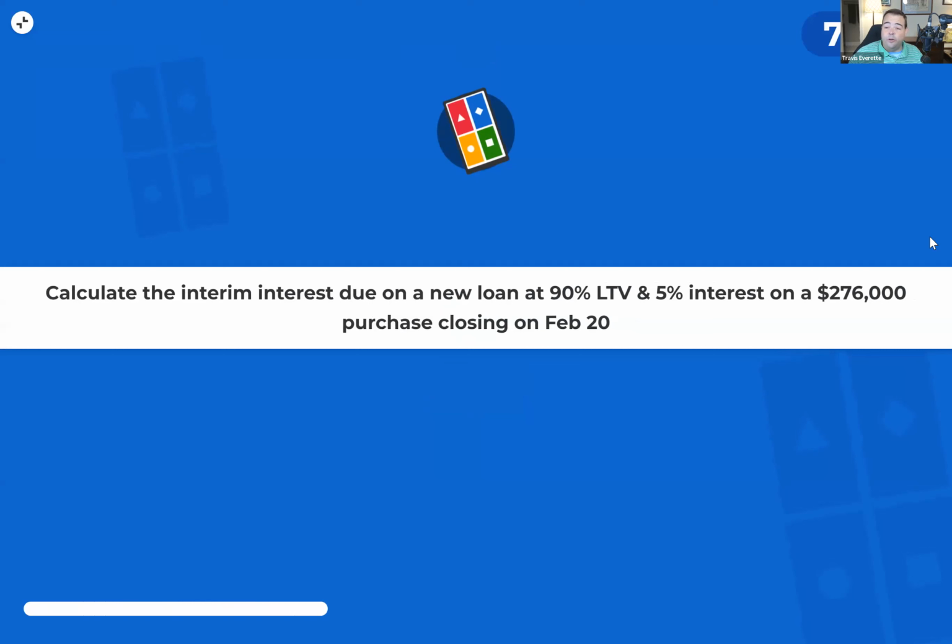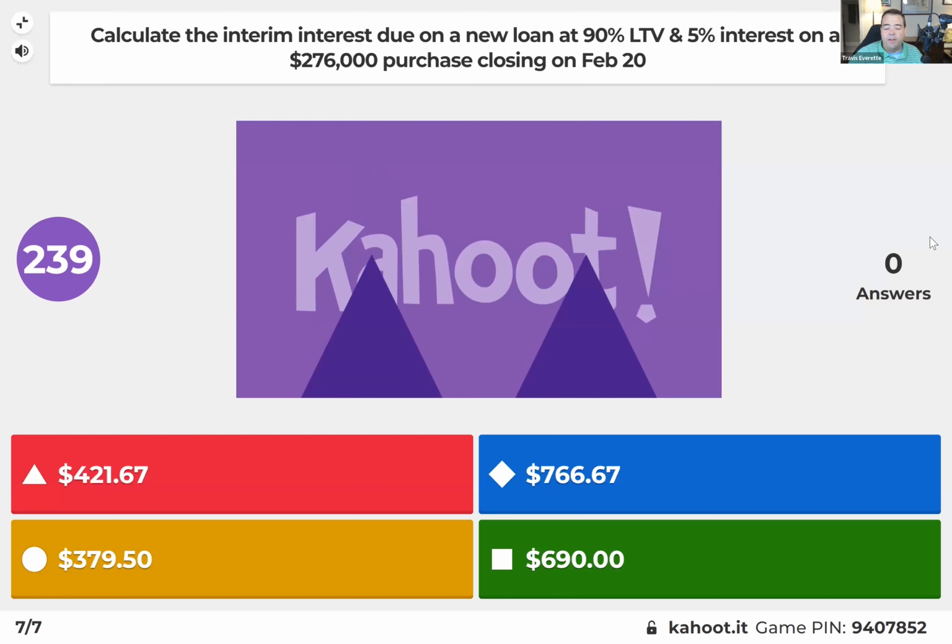Calculate the interim interest, Janet will like this question, due on a new loan at 90% loan to value and 5% interest on a $276,000 purchase closing on February 20th. So just out of curiosity, if we say interim interest, who would be paying it? Whose loan is this? Buyer. This is a buyer's loan. This is not the seller's loan that they're paying off. This is the buyer's loan. This is a new loan.